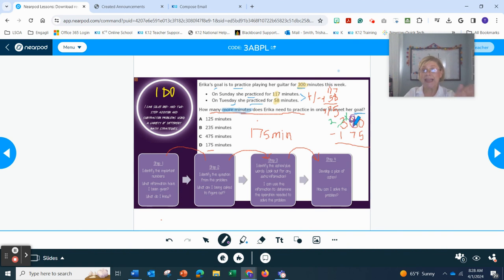Now I'm bringing that one group of 10 that we just borrowed over to my ones column. Now I don't have a 1, I have one group of 10. Now I could either put a 1 right next to that 0, or I just cross that 0 out and put a 10. 10 minus 5 equals, correctamundo, 5.